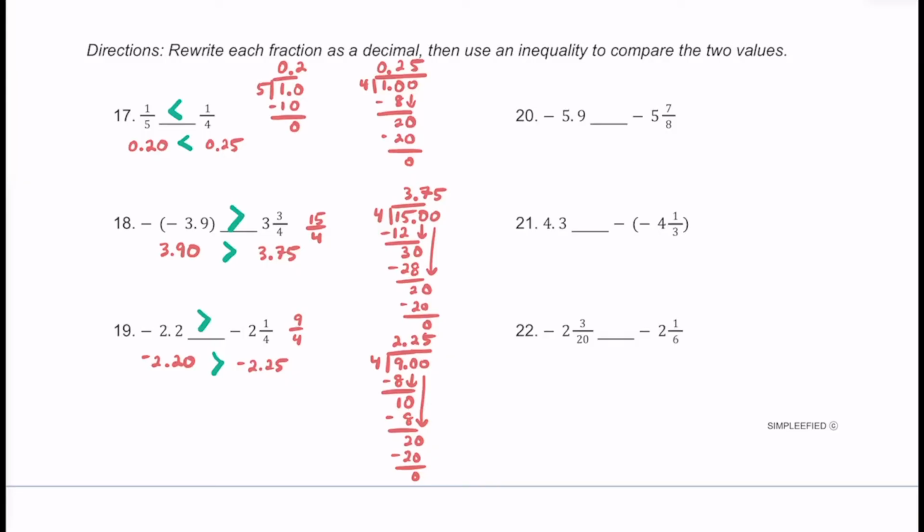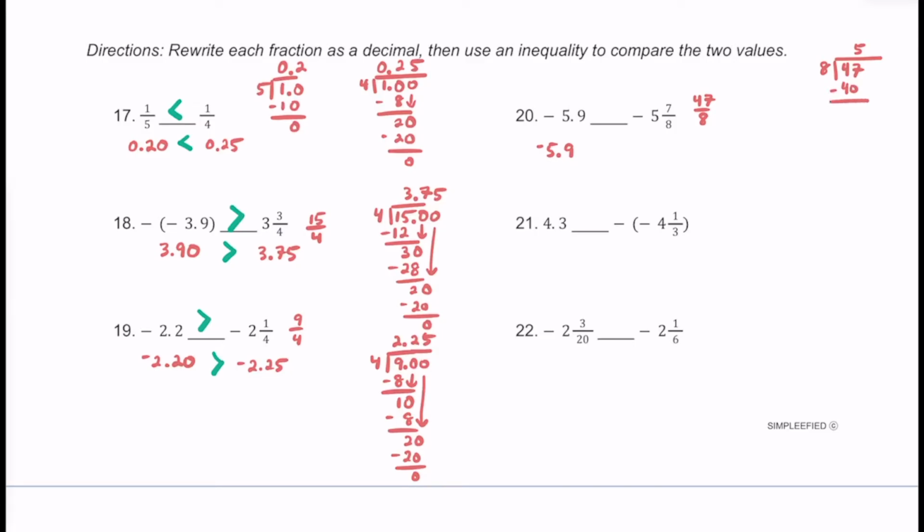For number 20, we have -5.9, so that's already a decimal. So let's go ahead and just leave that alone for now. But what about this fraction to the right? We have -5 and 7/8. Again, just ignore the negative for now. Let's turn it into an improper fraction. So 5 times 8 is 40 plus the 7. So this is going to be 47/8, right? That's what it is, improper fraction. So this really just means 47 divided by 8. So let's go ahead and do that. We have 47. Let's divide it by 8. 8 goes into 47 5 times. 5 times 8 is 40.